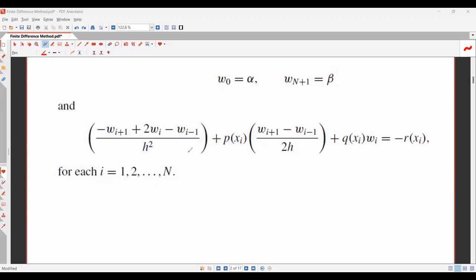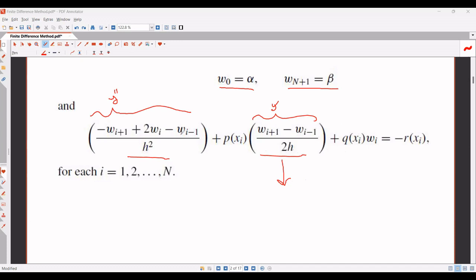So we have already been given 2 variable values, the first one and the last one. And if you substitute by the formula we have given for y prime and y double prime, this is the formula for y double prime, this is the formula for y prime. Finally, we would get equations like this. You may wonder why we have this formula here. This is the central difference formula for y prime.